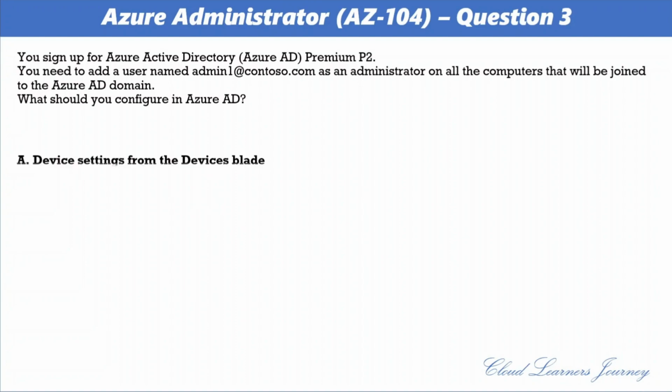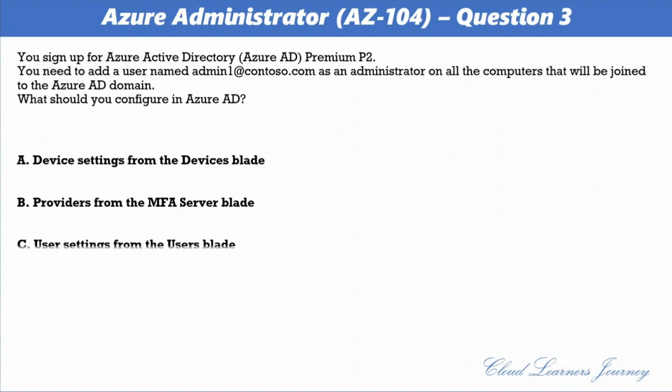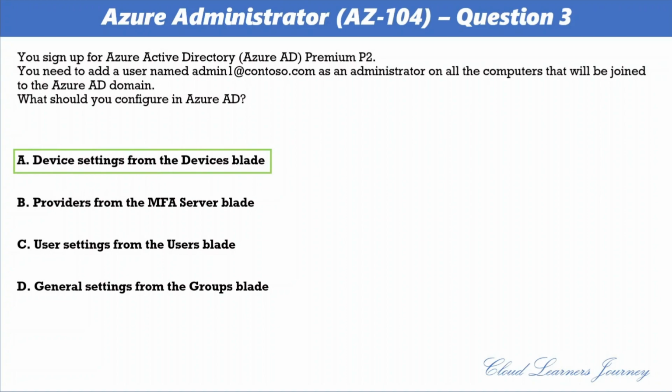The options are A. Device settings from the devices blade, B. Providers from the MFA server blade, C. User settings from the users blade, D. General settings from the groups blade. And the correct option is A. Device settings from the devices blade.